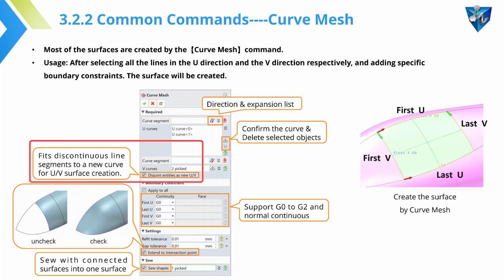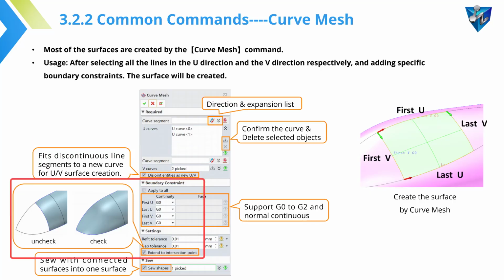About the disjoint entities as new UV option: if one curve is created by many lines, we can check this option so that ZW3D will combine them as a smooth spline. It can increase surface quality. If we create a three-sided surface, we need to check this option, which makes the surface extend to the convergence point. The last option is sew shape. It is very easy to understand: we can sew the surfaces as one surface. Okay, let's move on to ZW3D to show more detail to you.